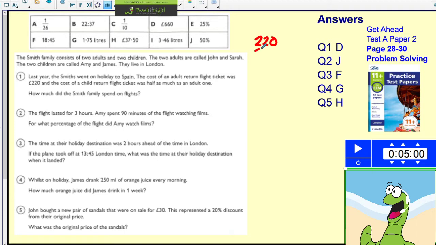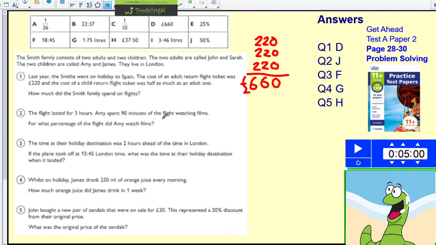So we've got 2 adults, and then we've actually got the cost of the children is just another 220. Because if I'm halving it and then times it by 2, I end up back to where I started. So that's going to be my answer. If I add this up, I should get 660. 220, 220, 220. There we go.